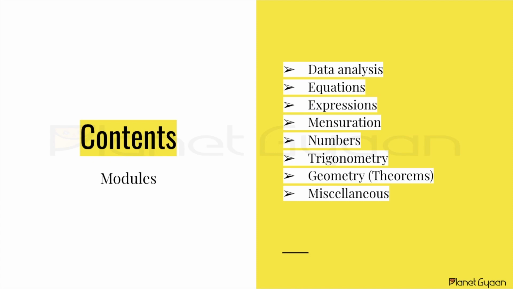Equations, you might have guessed it correctly, are quadratic equations and linear equations. Expressions are basically polynomials. Mensuration is your surface areas and volumes, then areas related to circles, chapters like that. Numbers basically means your real numbers and arithmetic progression. So that is what it is in numbers.